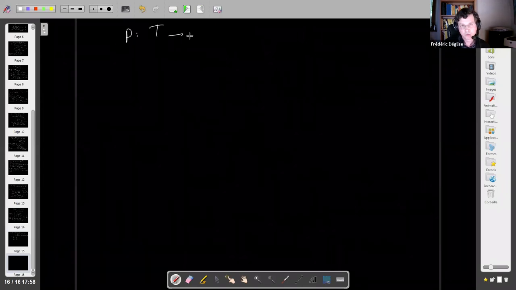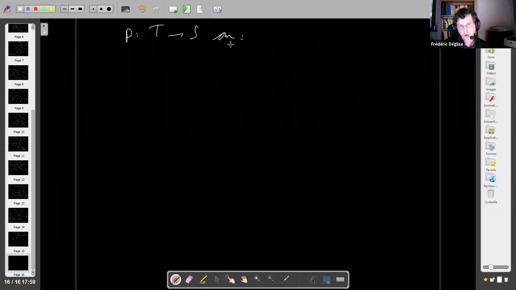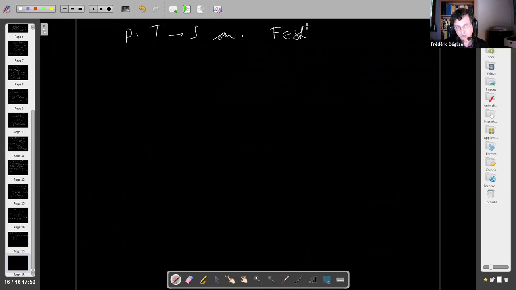If p from T to S is smooth, what you can check is that if F is a sheaf with transfers over T, then when you compute p upper star of F, defined in the previous blackboard, what you obtain is just the composition of F with this functor p sharp, which forgets the base.